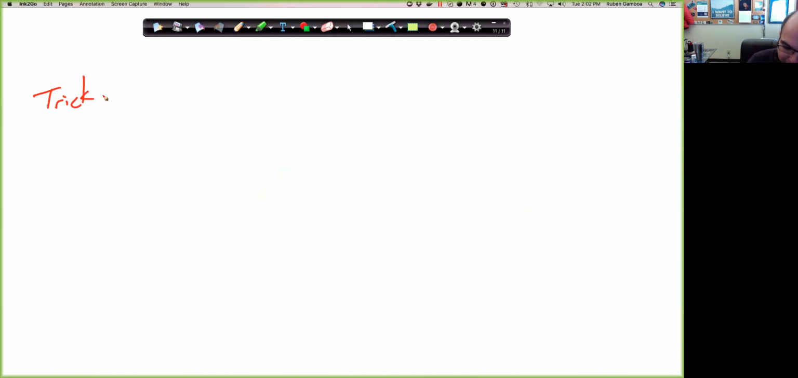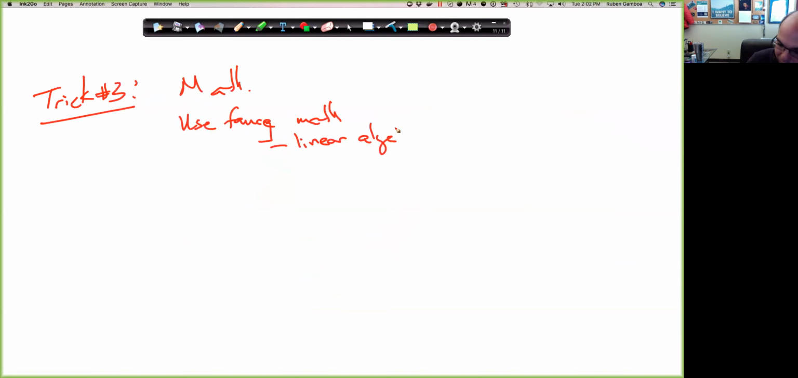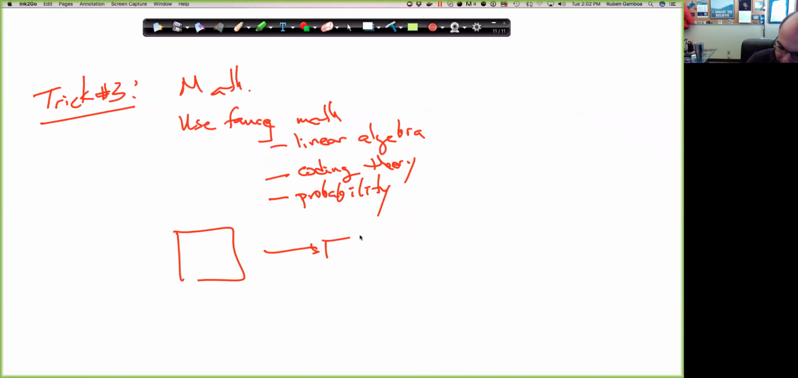Now, trick number 3 is math. With trick number 3, what we basically want to do is use fancy math. I'm thinking in particular of things like linear algebra, and things like coding theory. I'm just going to give you the names and that's it. I'm not going to tell you more about it. I'm simply going to tell you that the whole point is that we use these kinds of ideas. There's probability here too. We use the fancy math to basically take a big file and convert it into a small file. And this is called compression.